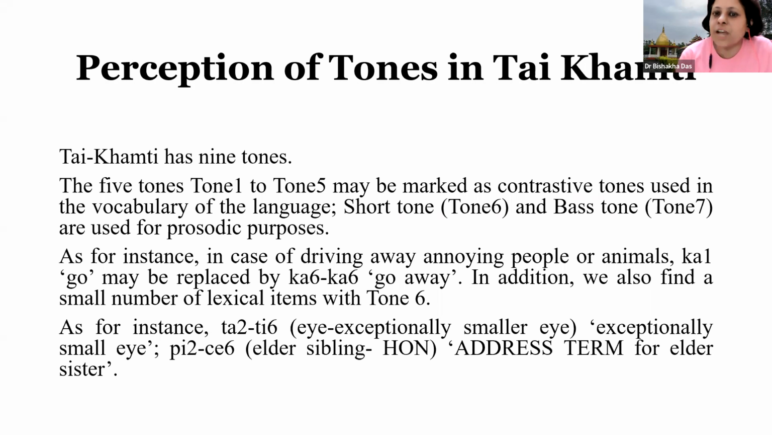in case of driving away annoying people or animals, we say ja, ja. So we say ka, ka. Ka is actually go, but ka is a high level tone. So ka is go. But when we say go away, this can be replaced by ka, ka. So it is not possible to say the other form. That is not possible. So it is ka, ka. So this is marked with tone 6, and that's the short tone.